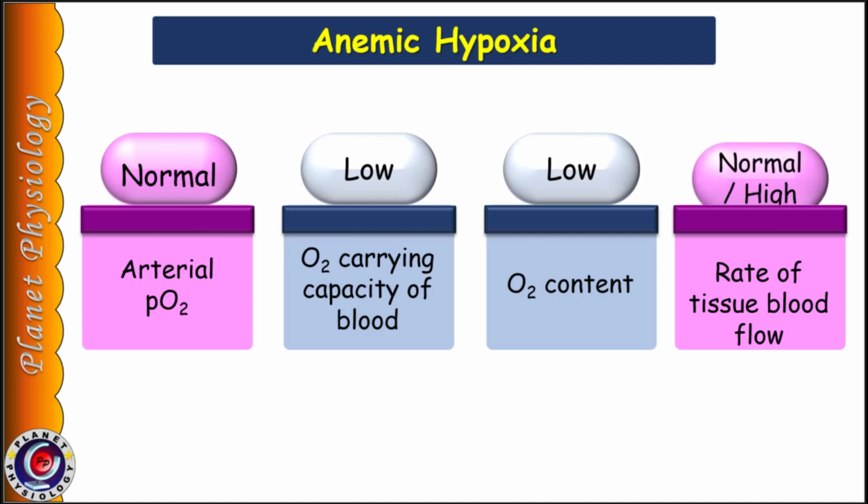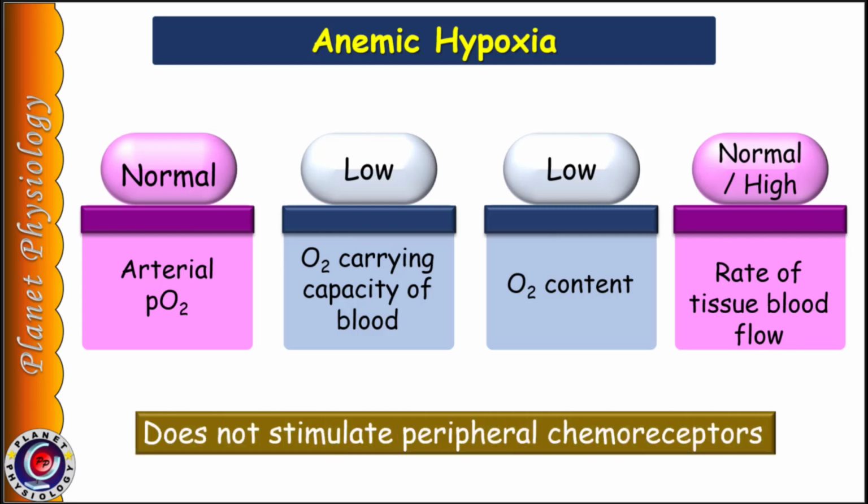Rate of tissue blood flow may be normal or it may be higher to compensate for hypoxia. Another important feature of anemic hypoxia is it does not stimulate peripheral chemoreceptors as arterial PO2 is normal. Remember this fact for your MCQs.